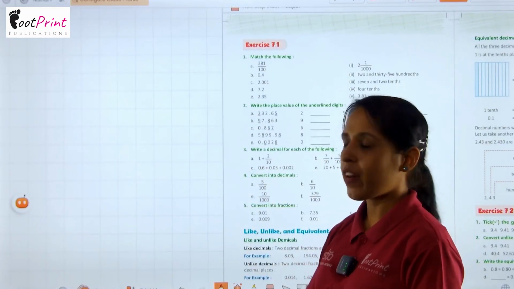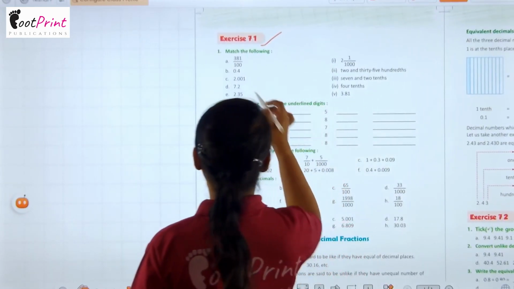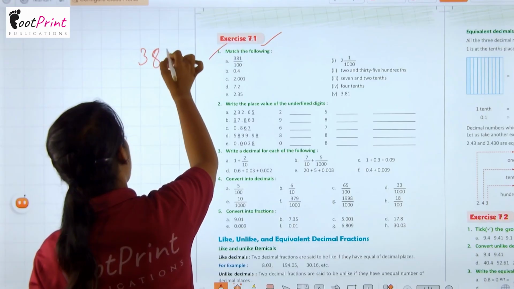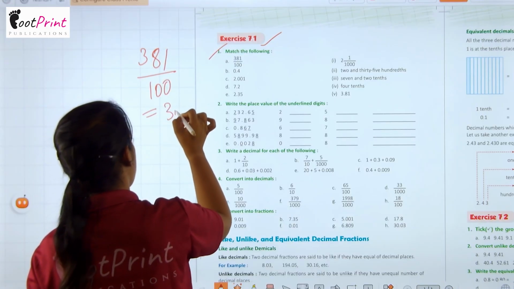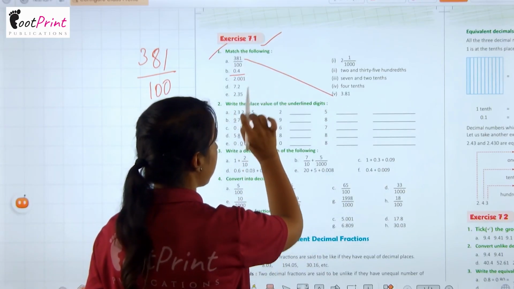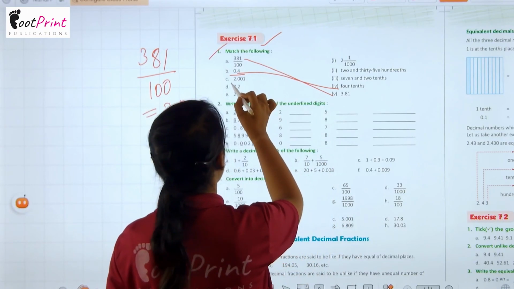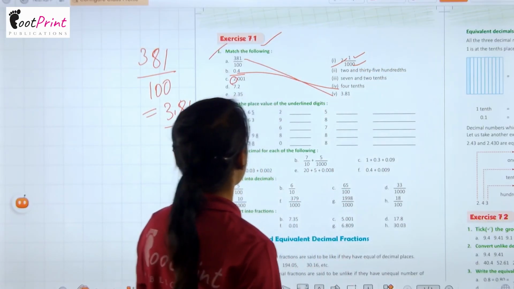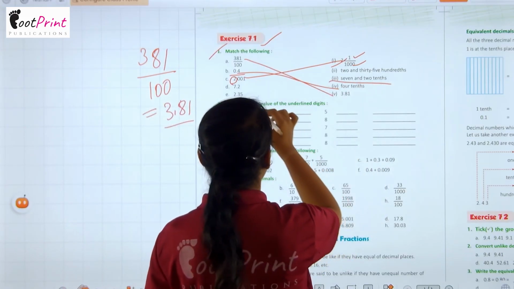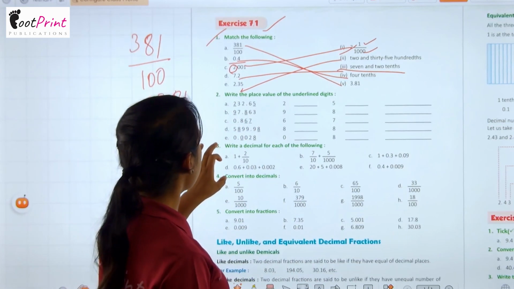Now we will solve exercise 7.1 on the concept we learned. Question number 1 is, match the following. Here we have 381 upon 100. 381 upon 100 means 2 zeros are there, so we get 3.81. So here we can match it with the fifth option. Now 0.4 we can read as 4/10. 2.001 means 2 is a whole number and then 1 upon 1000. And then 7.2 means 7 and 2 tenth. And then 2.35 means 2 and 35 hundredth.